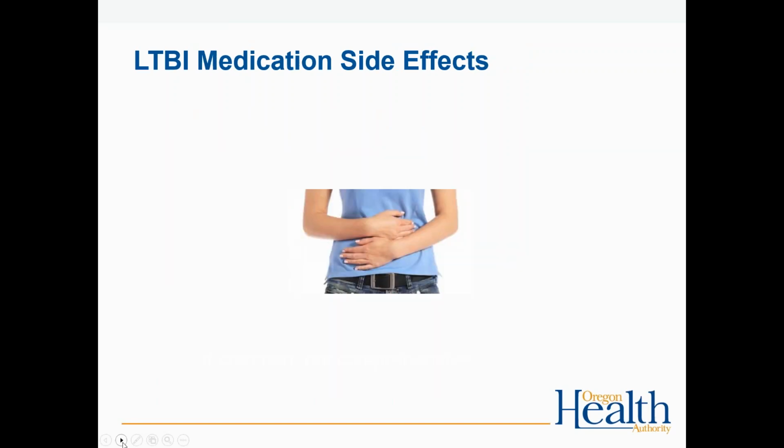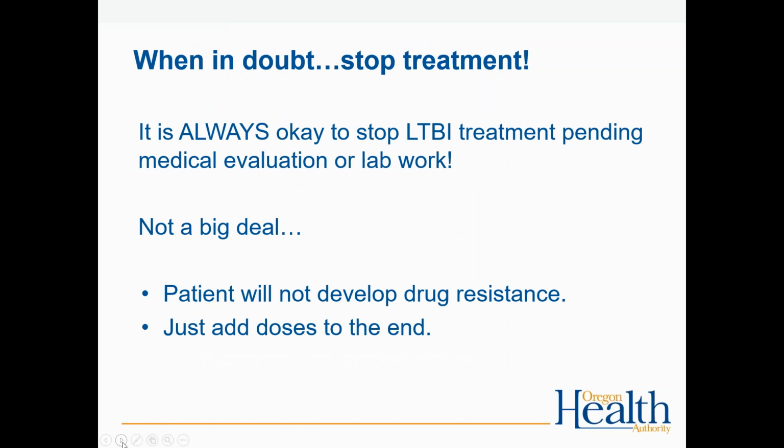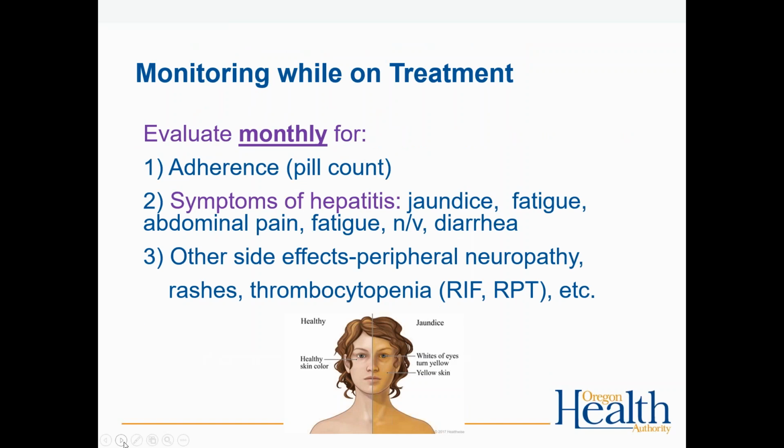All right, a little bit about side effects. When you're in doubt about a side effect, always stop treatment. It's always okay to stop. It's not a big deal. So monitoring while the patient's on treatment, you want to evaluate monthly for adherence. So you want to do a pill count if you can. And then you're looking for symptoms of hepatitis during that monthly visit and any other side effects the patient might have.